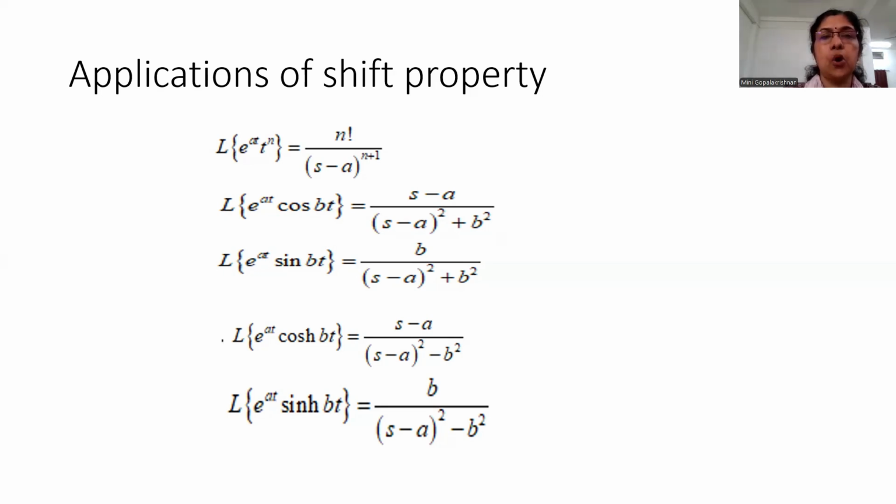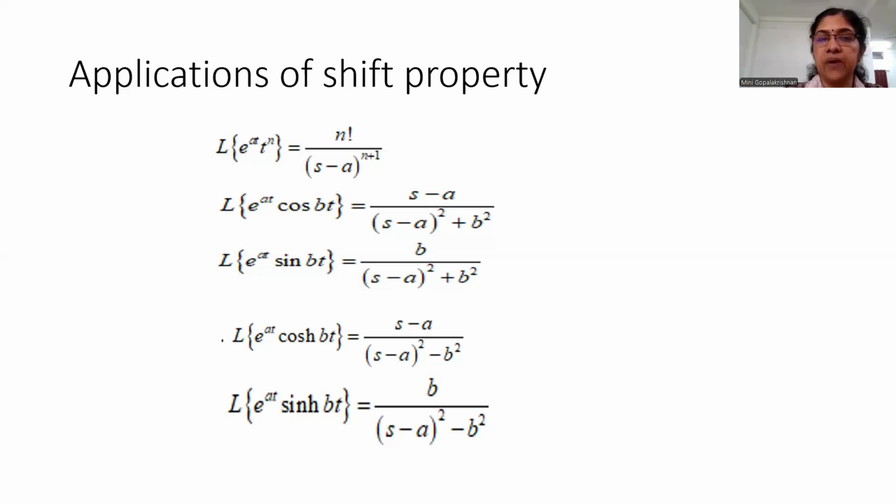Again, L of cos bt will be s by s square plus b square. But when e raised to at comes with the cos bt, the s gets shifted to s minus a. So the Laplace transform of e raised to at times cos bt is s minus a by s minus a the whole square plus b square. Again, when it comes to the sine function, we have L of sin bt as b by s square plus b square.